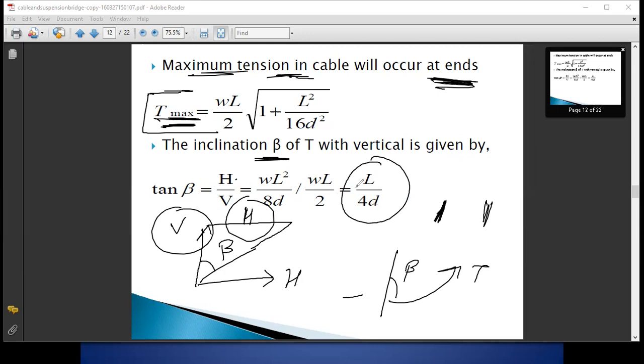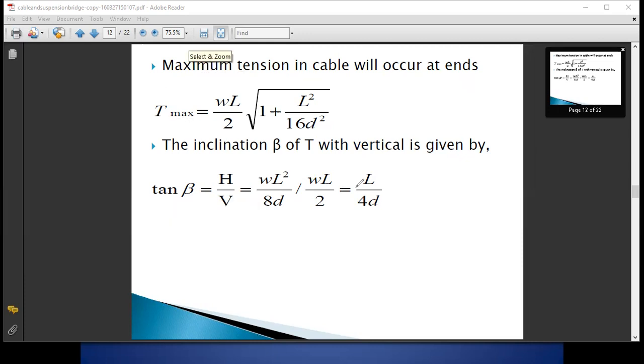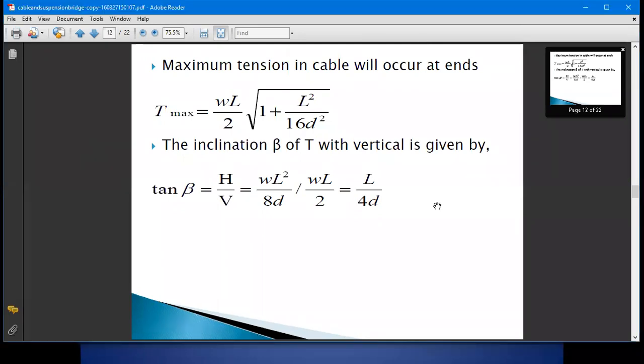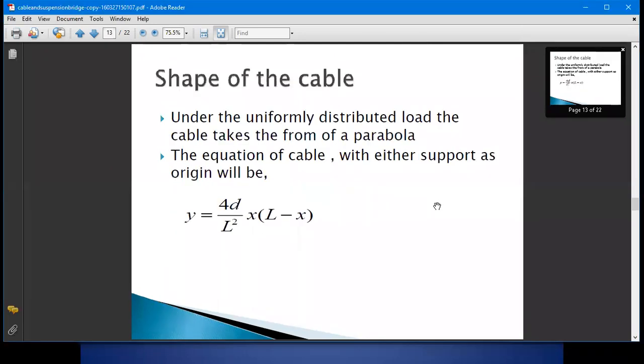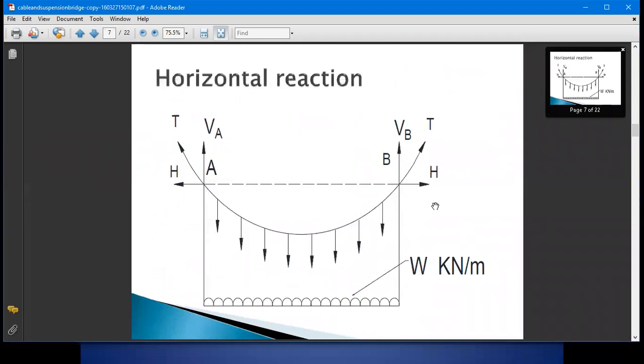Right? So these are the values of your horizontal reaction, vertical reaction, then tension in the cable, maximum tension, minimum tension, and then the value of the angle beta with respect to vertical. Understood, all of you?